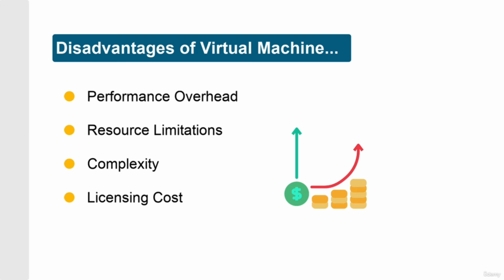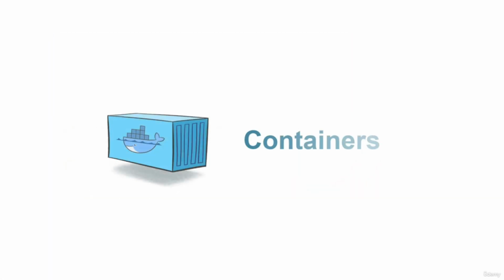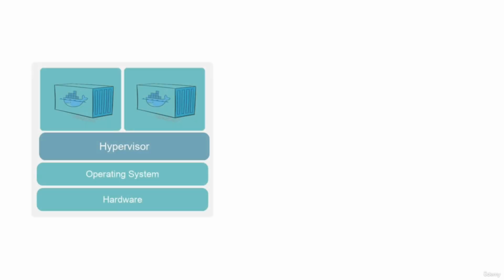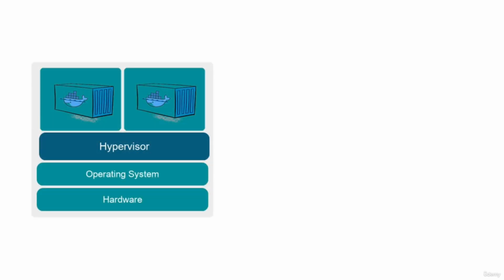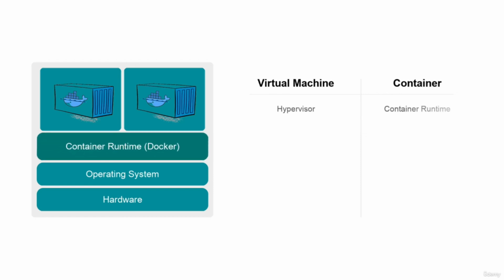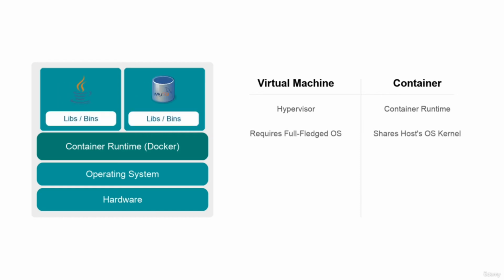Is there a better solution? Yes. Welcome to the world of containers. With containers, we can overcome these issues. But what are containers? You can think of containers as a more efficient alternative to virtual machines with some key differences. First, instead of a hypervisor, you have something called a container runtime. Docker and Containerd are two popular container runtimes out there. Second, like virtual machines, they ensure isolation, but without the overhead of running a full-fledged operating system. This leads to a better performance and resource utilization.